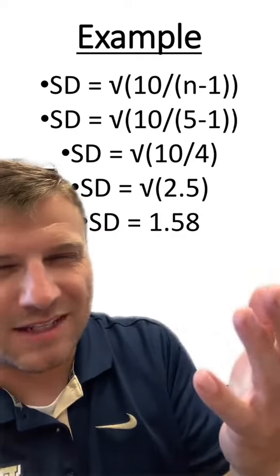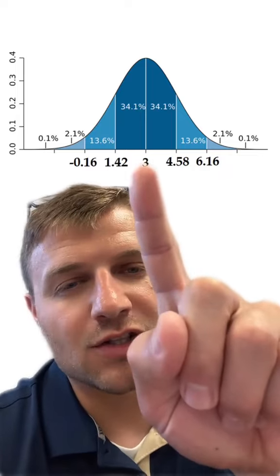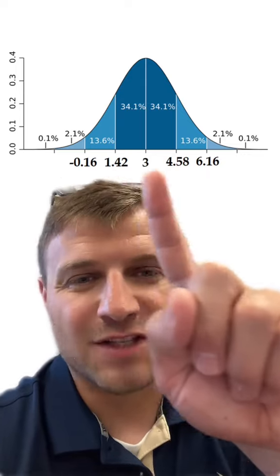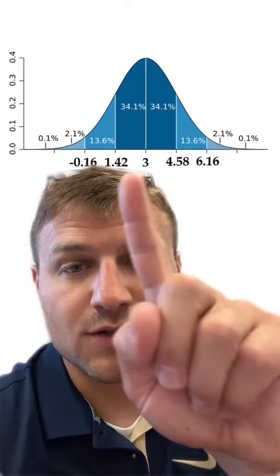Now, what does this mean? Well, we have to use this in a normal distribution, or otherwise known as a bell curve. We place 3 here, which is our average, and we add 1.58 and subtract 1.58. This is our first standard deviation, and 68% of all the data should fall between these two numbers.